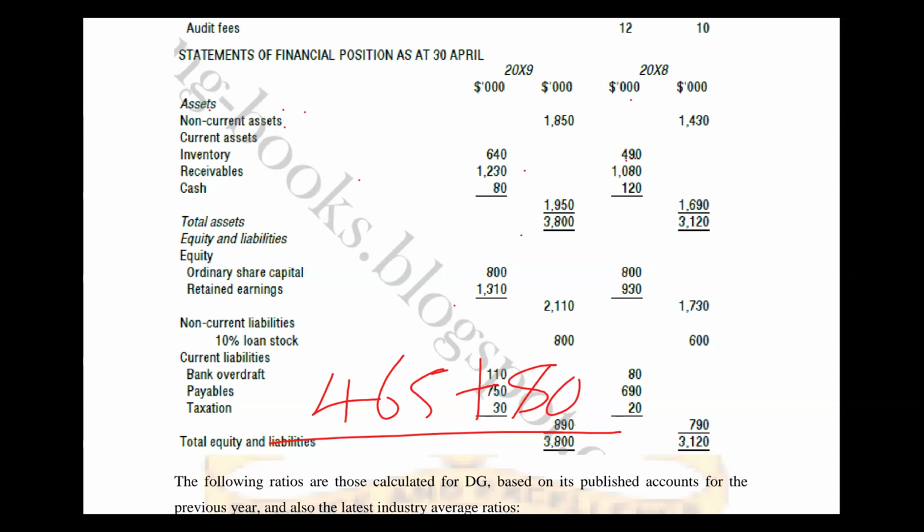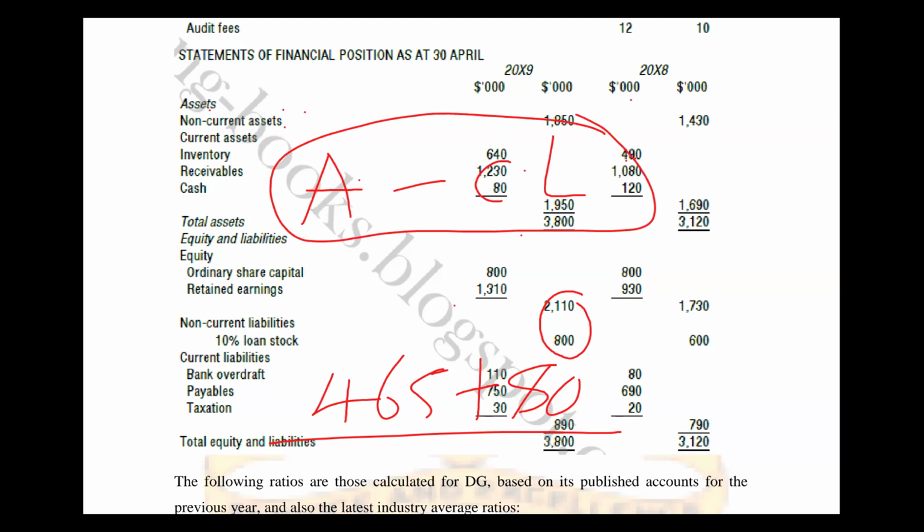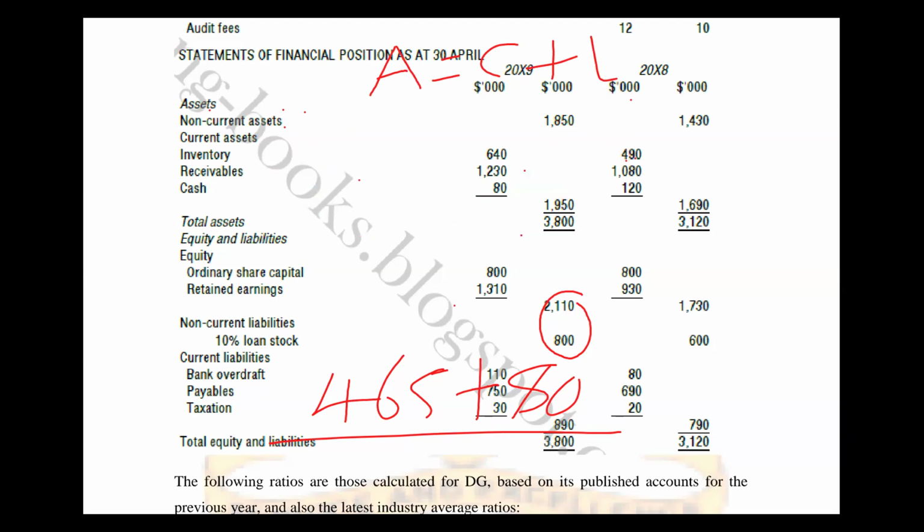Or alternatively, you can say total assets minus the current liabilities. Is that clear? Because we do know from the accounting equation that total assets is equal to capital plus liabilities, isn't it? So from that, we know that to find capital, we can deduct from total assets the current liabilities, then we will have total capital. Are we good? So it's that simple. Our total assets for 2019 is 3,800 minus the current liabilities, which are given as 890 for 2019.